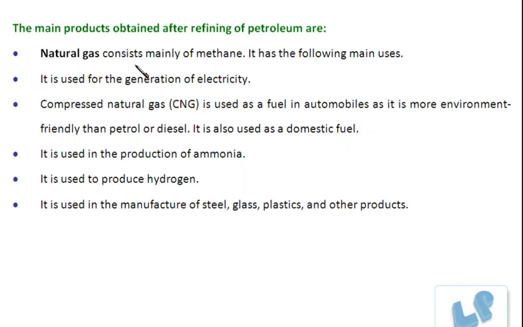Natural gas consists mainly of methane. It is used for generation of electricity. Compressed natural gas is used as fuel in automobiles as it is more environment friendly than petrol or diesel. It is also used as domestic fuel. It is used in the production of ammonia and to produce hydrogen. It is also used in the manufacture of steel, plastics and other products.